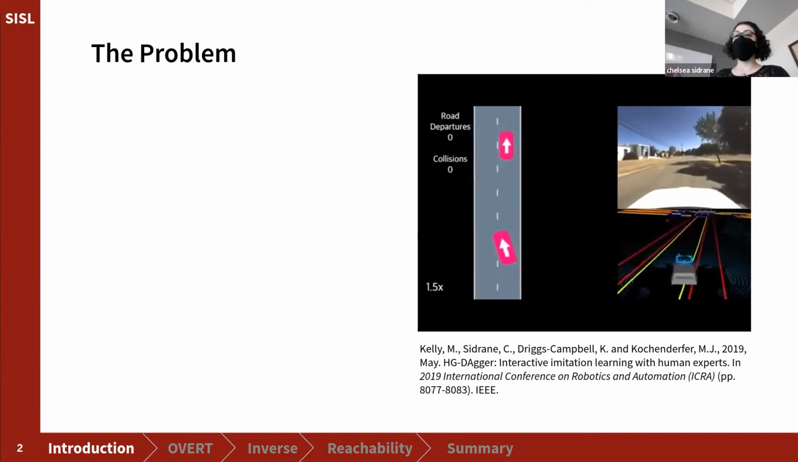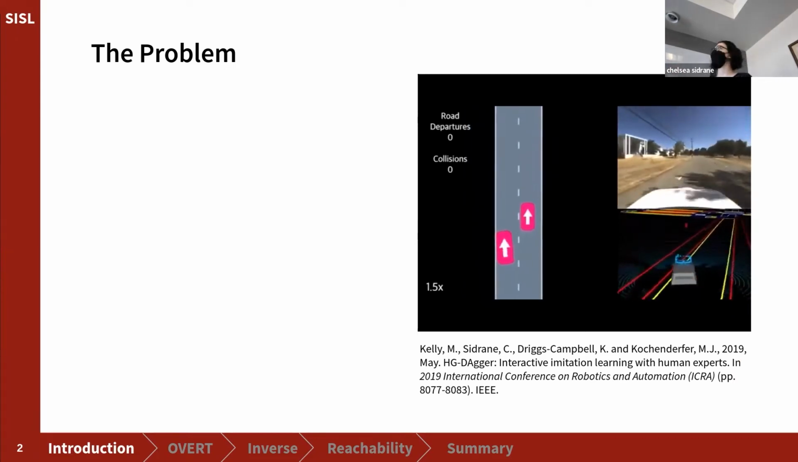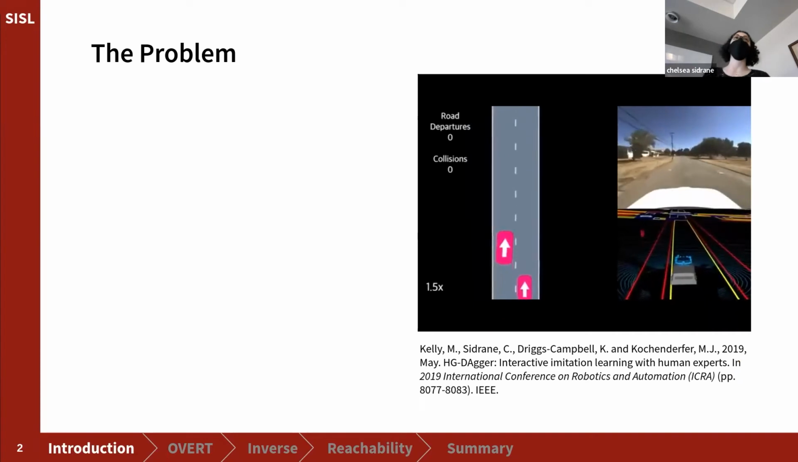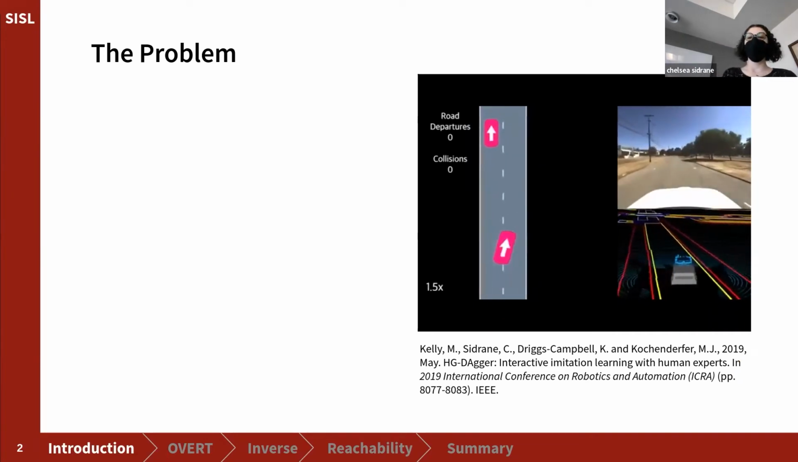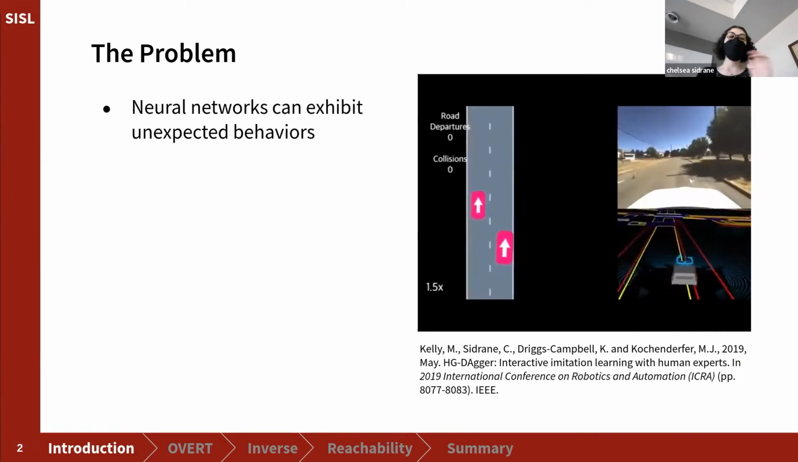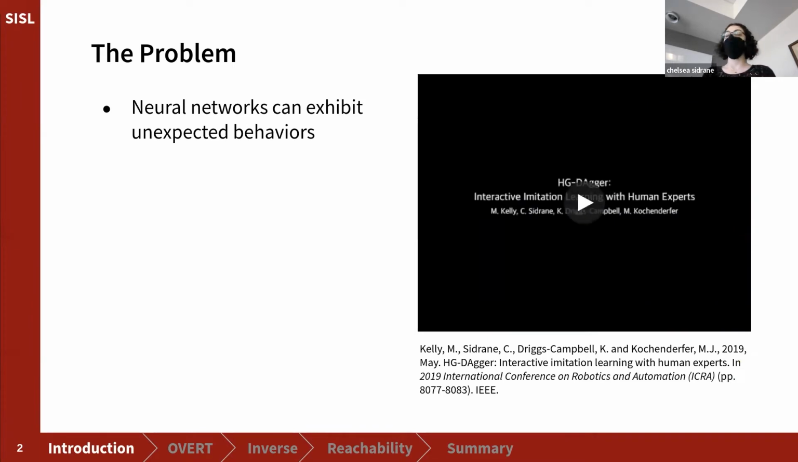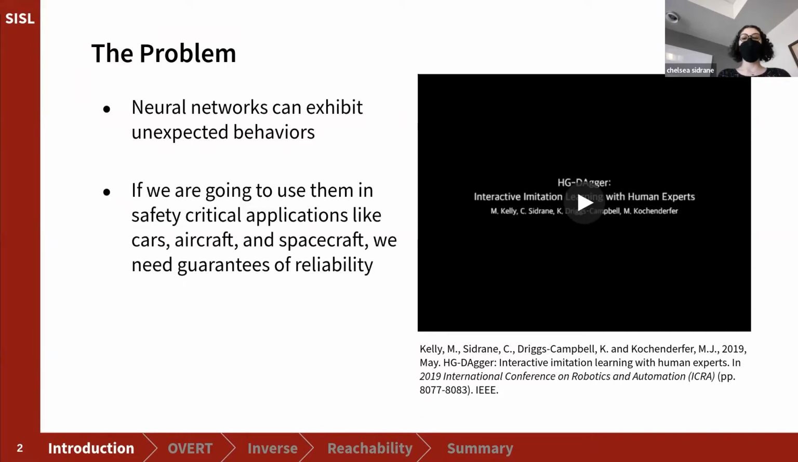This video on the right is from an earlier project of mine where we trained a car to weave around other simulated cars in an afternoon. But neural networks can exhibit unexpected behavior because they have a lot of parameters and they're trained from data. If we're going to use neural networks in safety critical applications, we need guarantees of reliability.